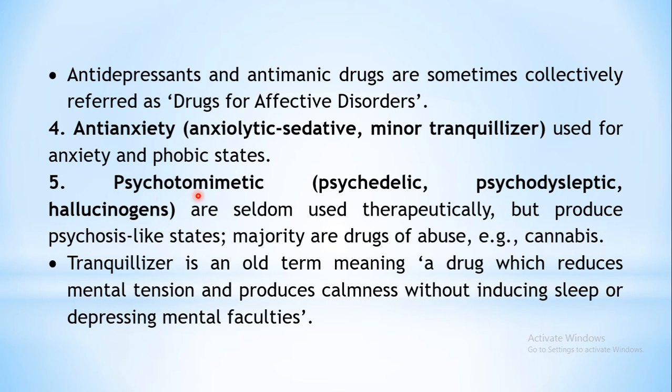The next type of drugs are psychotomimetics. These are also known as psychedelics or hallucinogens. As the name implies, we have also seen ketamine, if you can remember, which is a hallucinogen. These are the drugs which actually precipitate the condition. Psychosis-like states may be produced in a normal individual when these drugs are given.